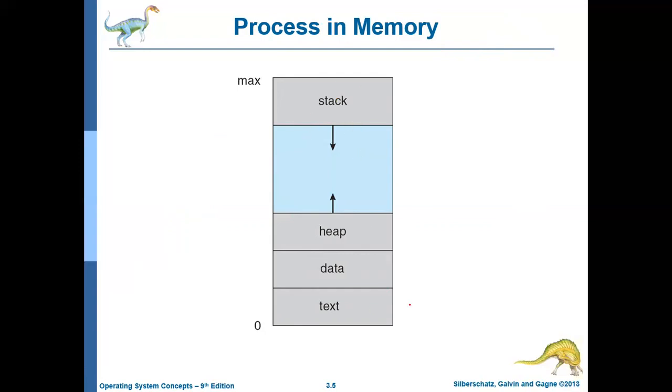The text section will have the executable code, the data section will have the global variables, and the heap section is extendable. The heap section can be extended up to here, depending on the dynamic memory requirement. Currently this much is available, but it can be extended. And there is a stack section, which is used to store temporary variables related to function calls and returns.